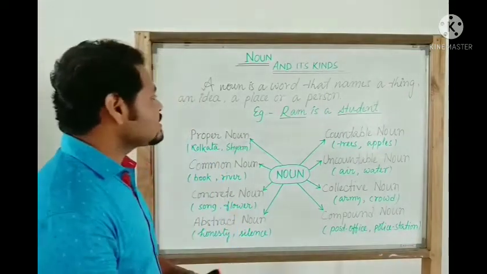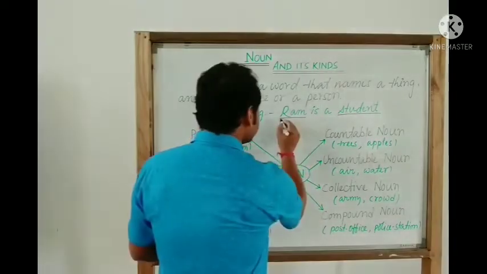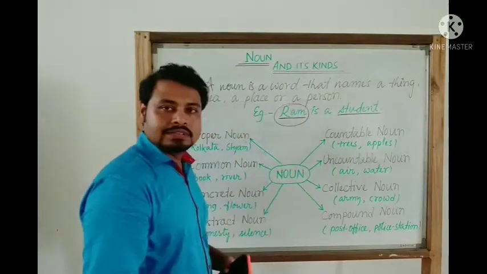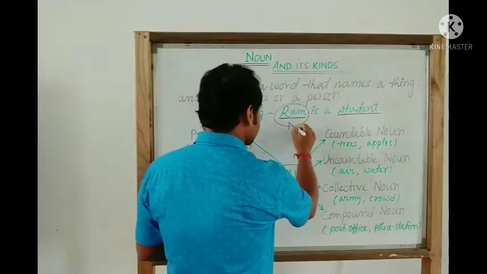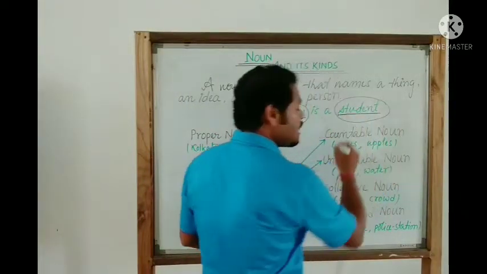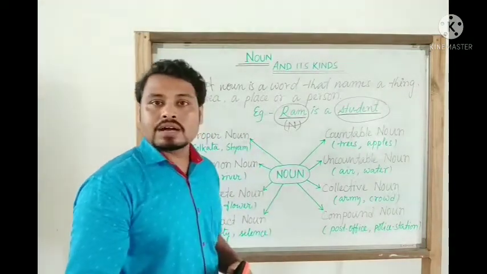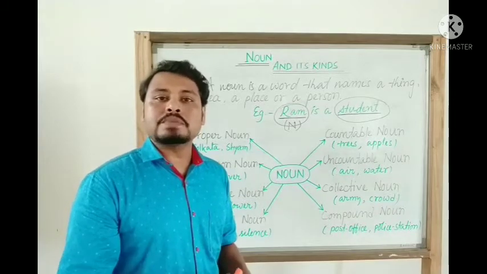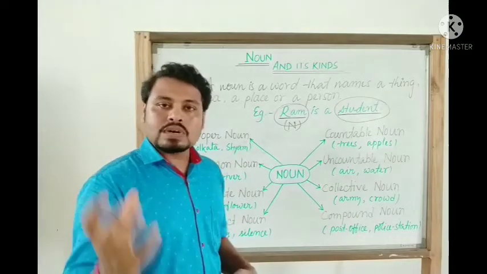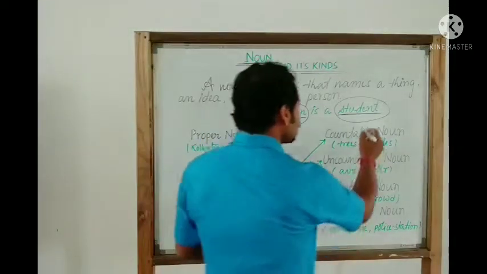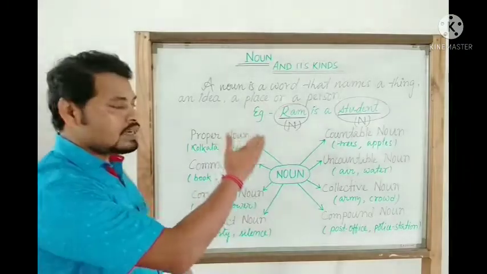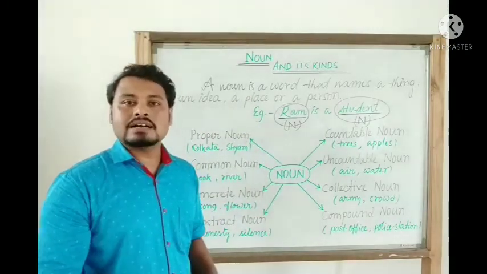For example, if you look at the first one that we have here, Ram is a student. The first thing that we have here is the name of a person. Hence, it is a noun and the subject of this sentence. The second one, you see that I have underlined, is also the name of a class. It may not be the name of a particular person or a thing or an idea or a place, but this is the name of a particular class, that is student. So this is also a noun.